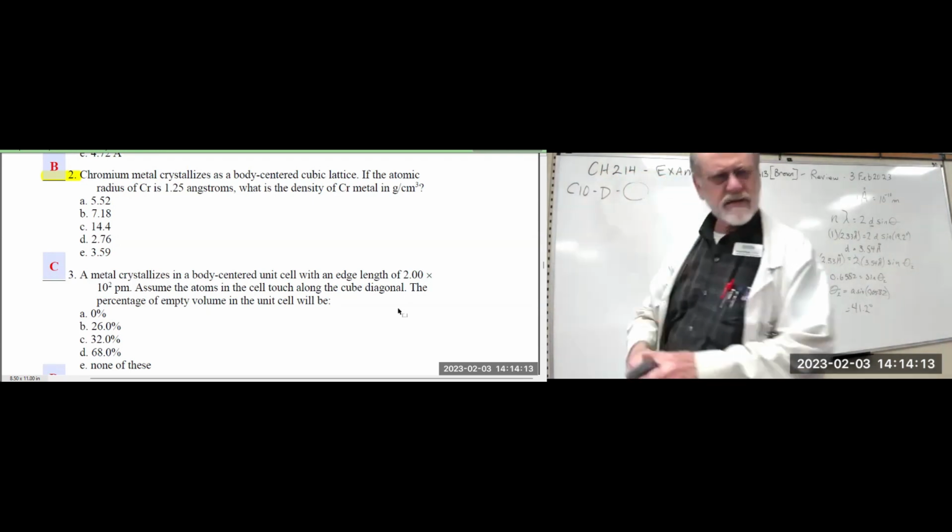Let's see. Next is number 2. And we're still in chapter 10, and I'm already into our second hour. So I better get a move on.